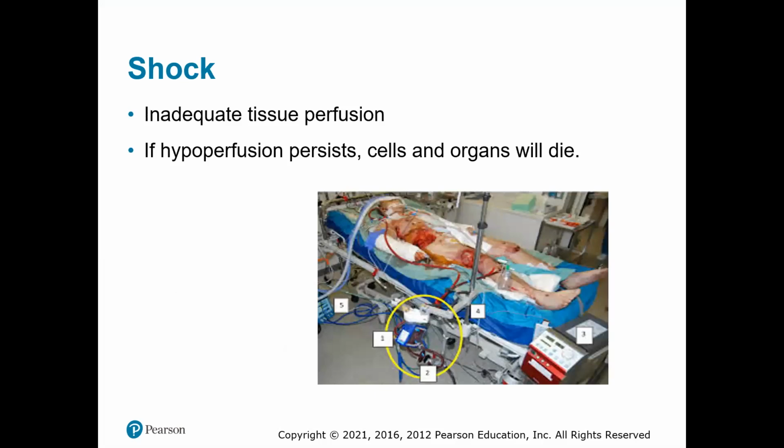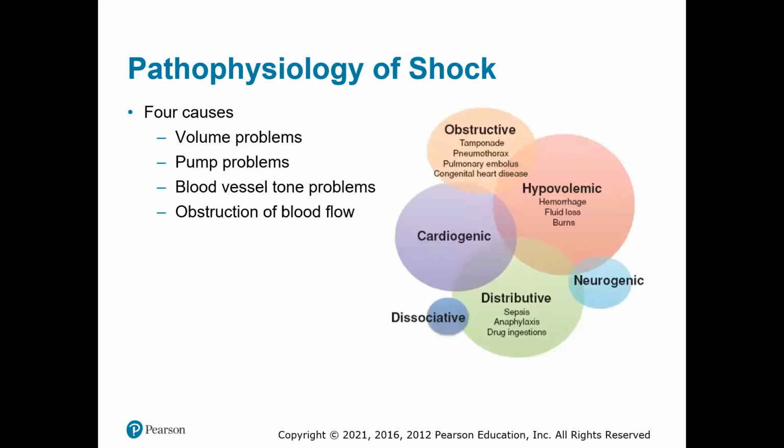Those are valves. So shock in itself, we know that is defined as inadequate tissue perfusion. If hypoperfusion, low perfusion persists, we know the cells and the organs will ultimately die. So pretty tough trauma patient there. It's got a lot going on. Definitely got multi-system problems.